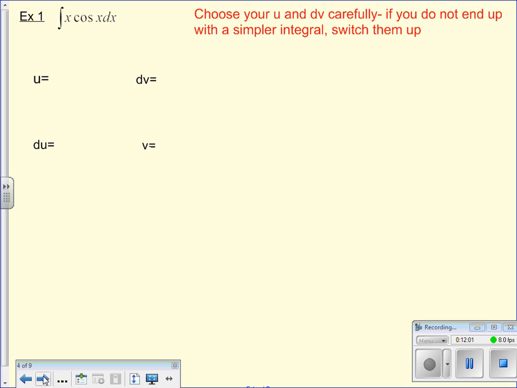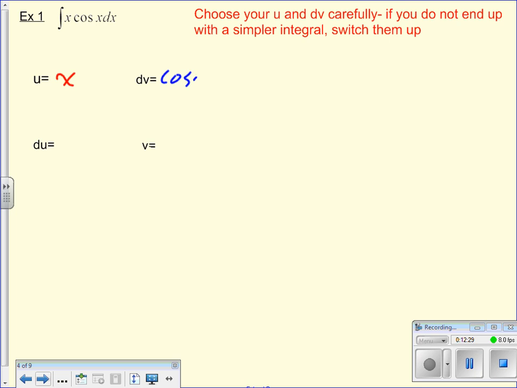Yes! What do you think x is? x is a polynomial. Let u equal your polynomial. So u is going to be equal to what? x. u is equal to x. And everything needs to be either u or dv. So I use x as my u. What's my dv? Cosine x dx.